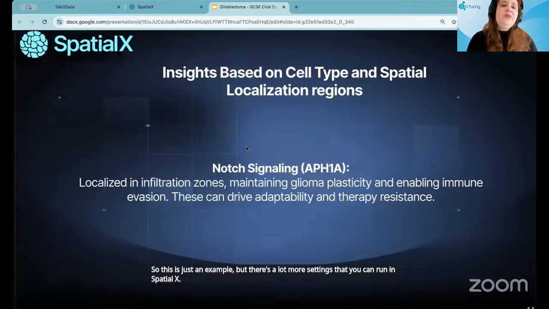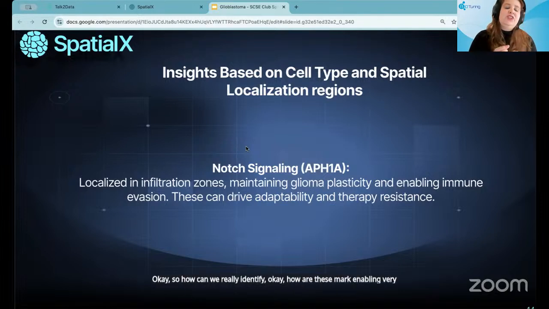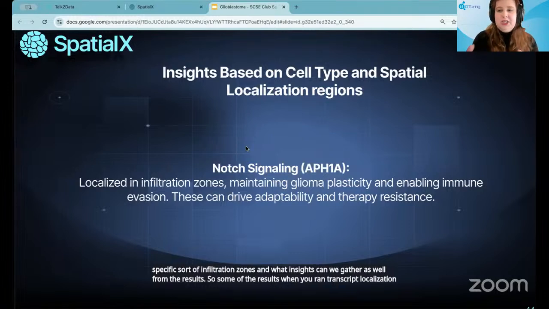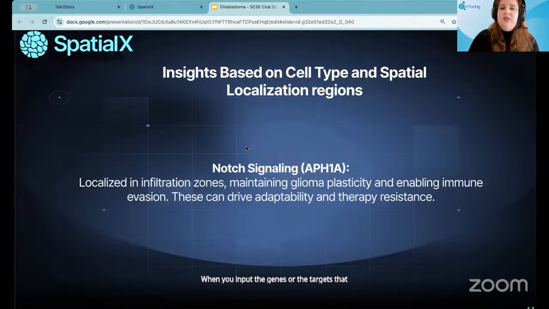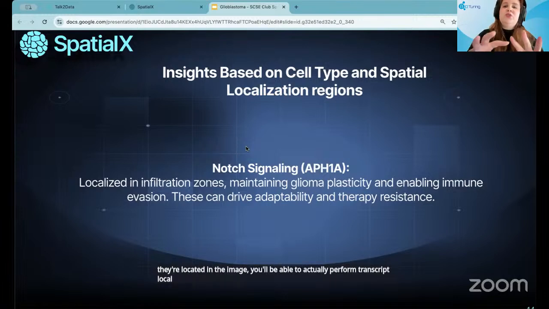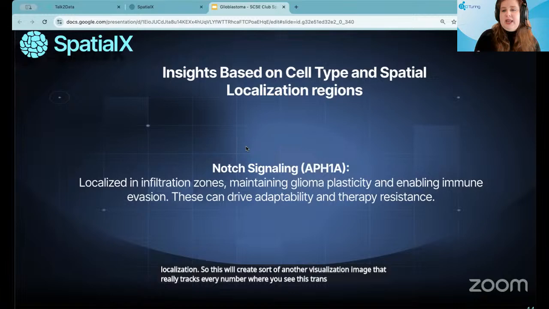Okay, so how can we identify how these markers are enabling very specific infiltration zones, and what insights can we gather from the results? So some of the results when you run transcript localization, which unfortunately we're not able to show today: when you input the genes or the targets that you want to see located in the image, you'll be able to perform transcript localization. This will create another visualization image that tracks every transcript location in different areas of the tumor or in healthy donor cortical regions.